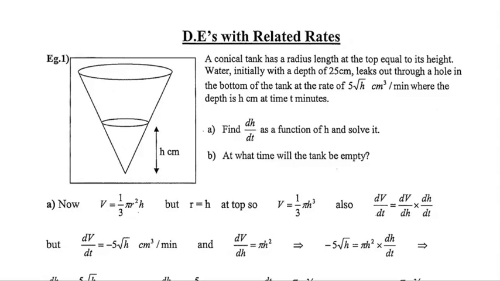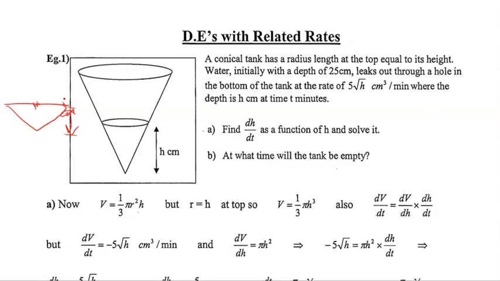Now my diagram here is a little bit misleading, because the idea is meant to be that the tank is a very sort of flat one. If I were to draw it like this, it'd be more something like this, because we want the radius here to be equal to the height. So it's something along those lines, a very short, squat conical tank.